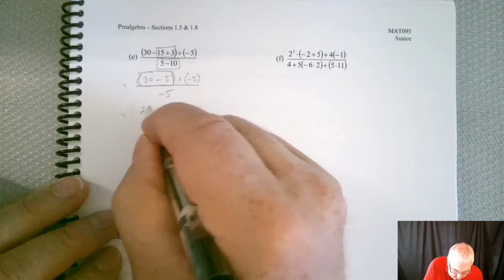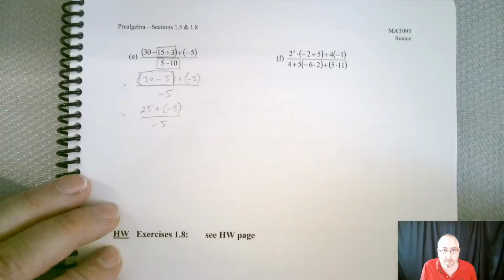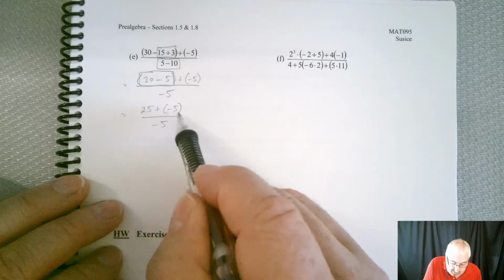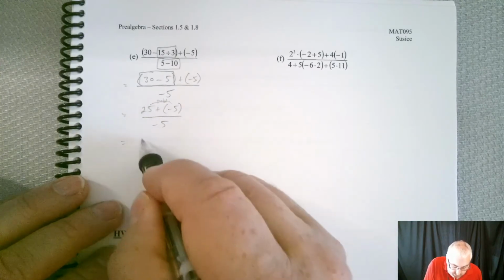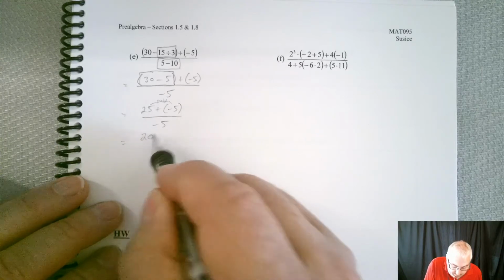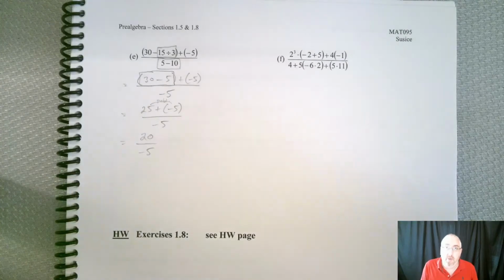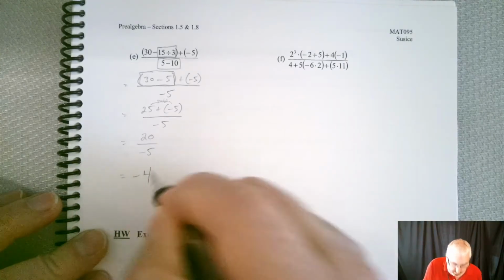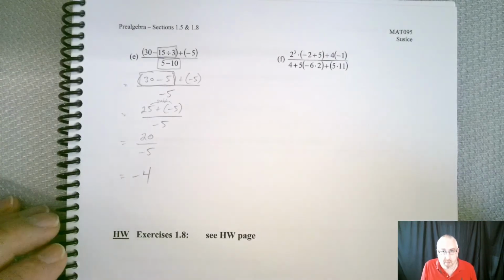So that's going to be 25. And now we can do this addition. So 25 plus a negative 5, so we got to subtract. So that's going to give you a positive 20 over negative 5. And now we can do our division. So 20 divided by negative 5 better be negative, and it should be a negative 4. So not too bad with that one.